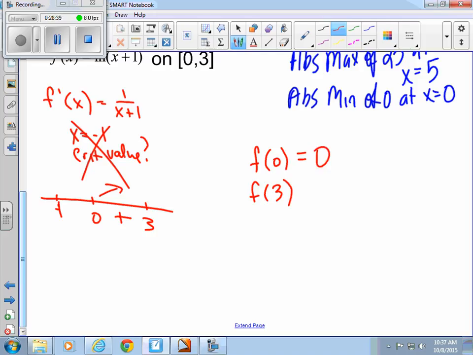You learned it. You learned natural log of 1 is 0. Natural log of 0 is undefined.